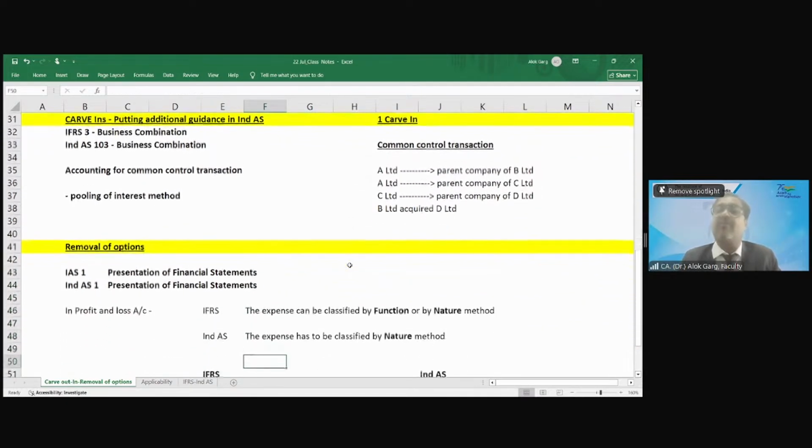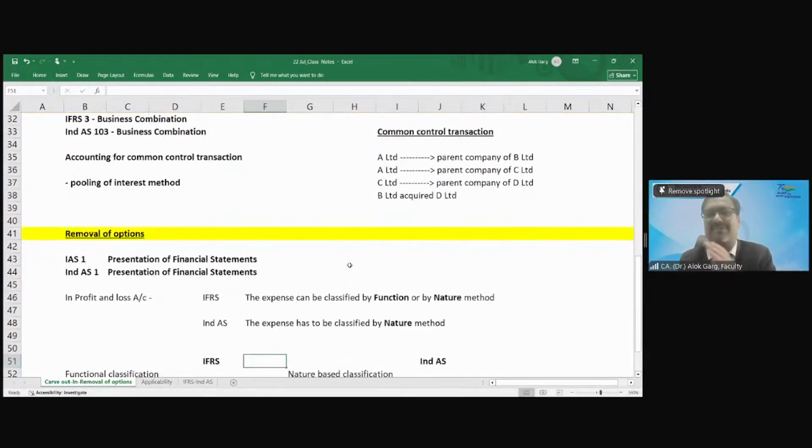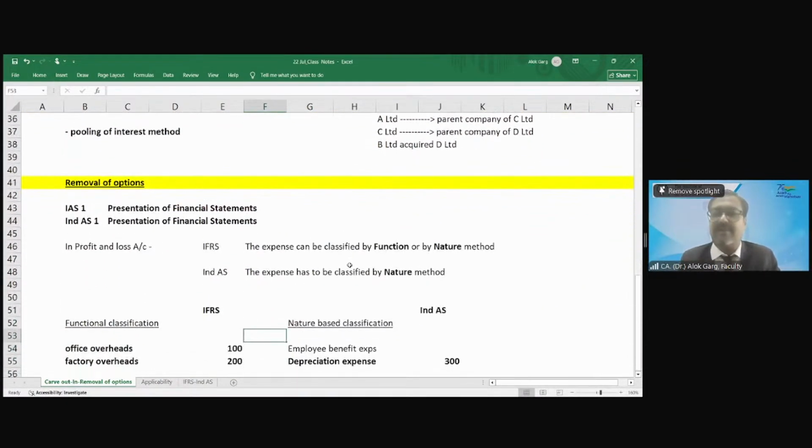What is meant by removal of option? The third class of difference. The third difference, right? Not third class, third item, okay? Students are reading this as a third class, not third class, third type.